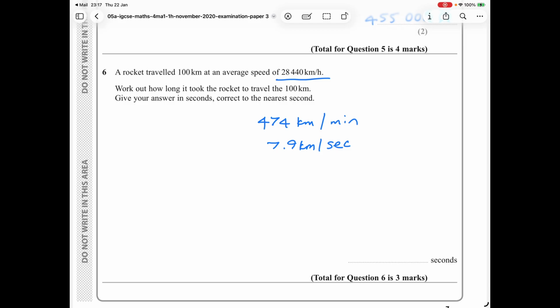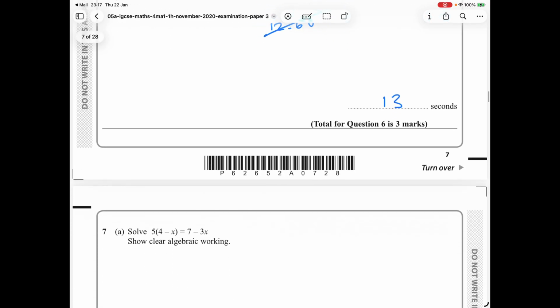So how many times does 7.9 go into 100? Well, it goes in 12.65, so it would take 12.65 seconds. So it would take 13 seconds for the rocket to go 100 kilometres. Quite like that question, it's a bit weird. All you do is work out what it would take to do a minute, what time it would take to do a second, and then you can look at how long it takes to do 100 kilometres.